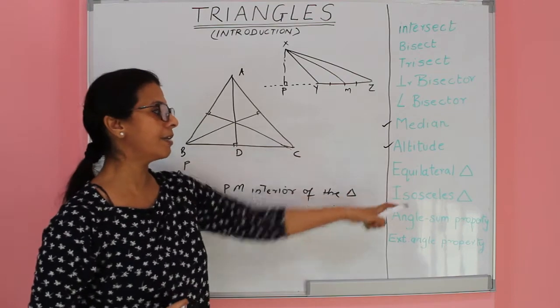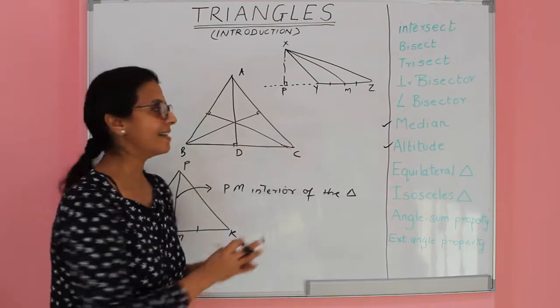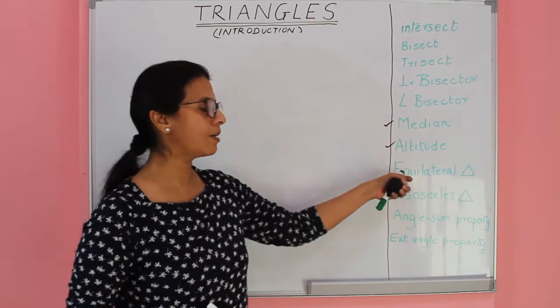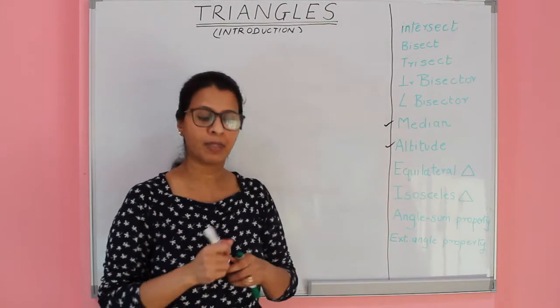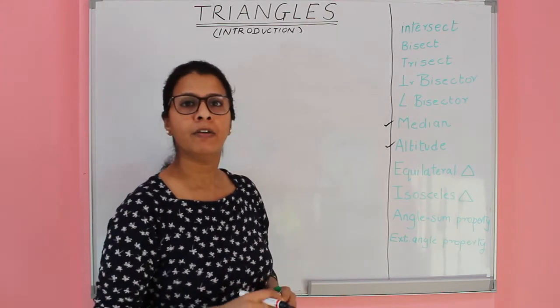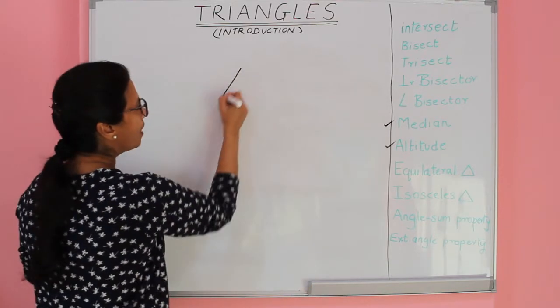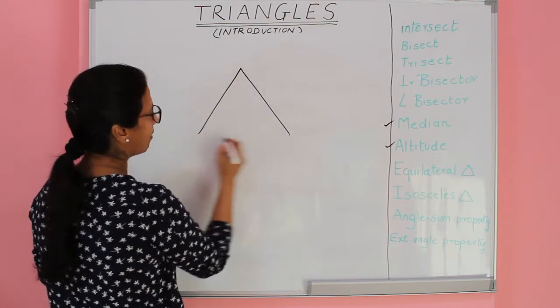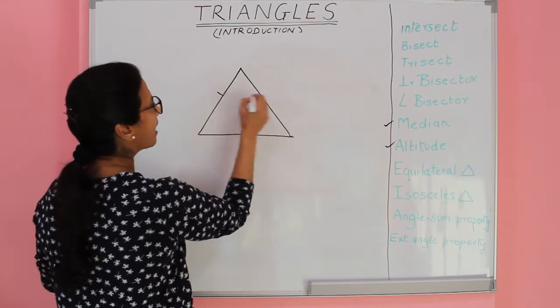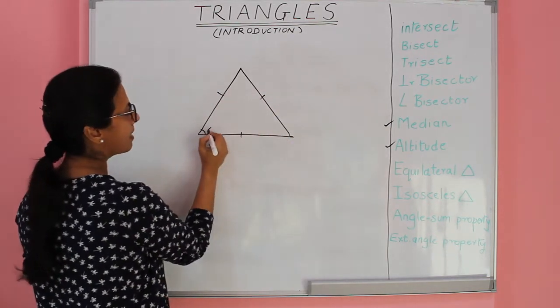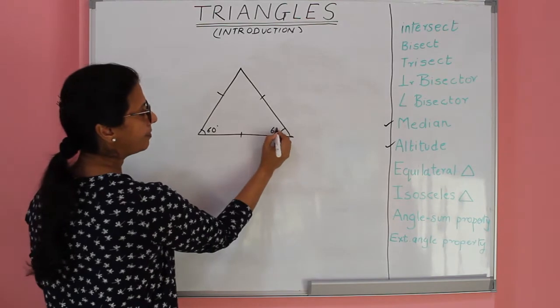Now we will see about the equilateral and the isosceles triangles. There are some facts about the equilateral triangle which, if you know, it becomes easier for you to solve the problems. Now we know in an equilateral triangle, all the sides are equal as well, all the angles are also equal, all the angles are 60 degrees.